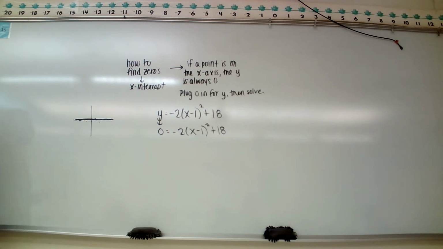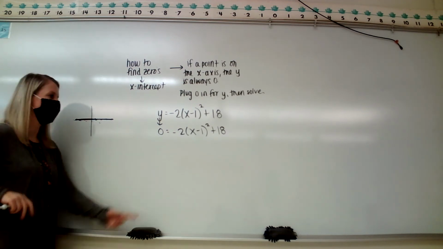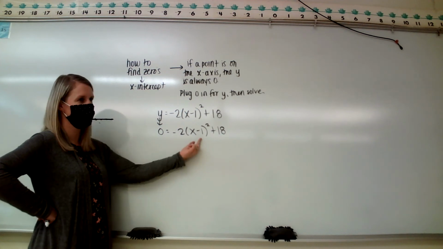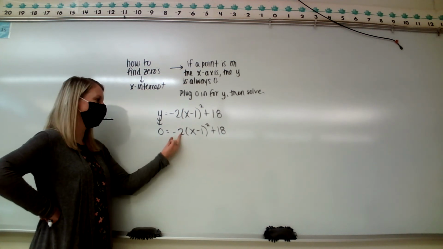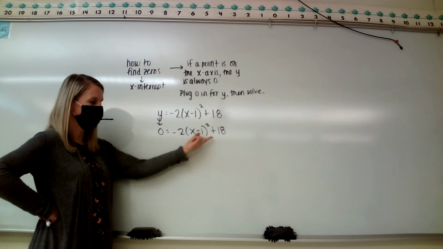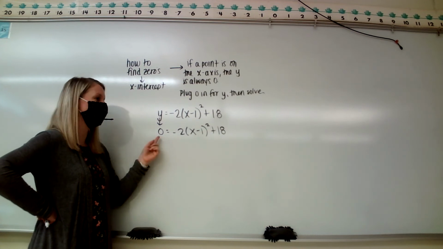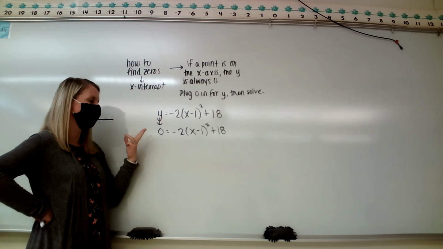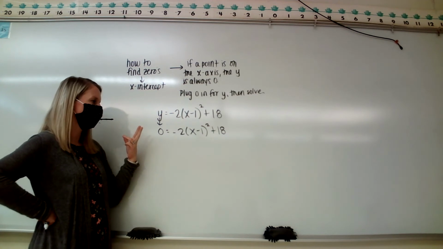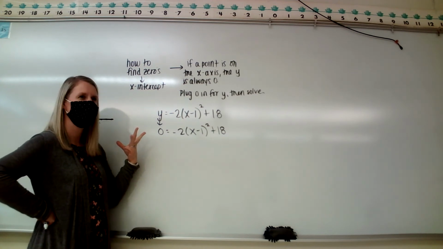You could do that. It's going to be kind of a pain though, because you would have to do x minus 1 times x minus 1. You'd have to distribute that. Then you'd have to distribute a negative 2 in. Then you'd have to add 18. And then you finally have an equation set equal to 0. And then you'd either have to factor it, do completing the square, or use the quadratic formula.